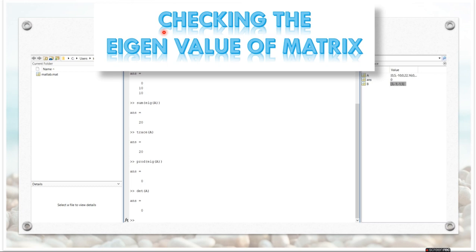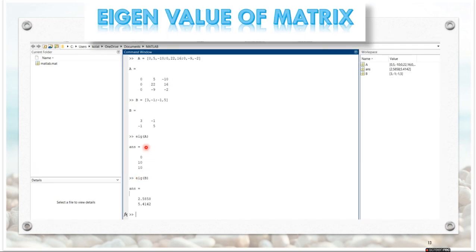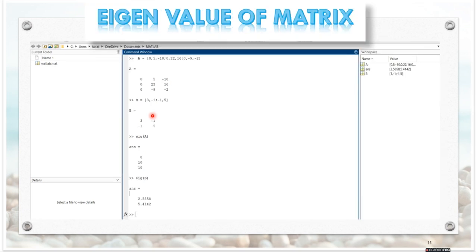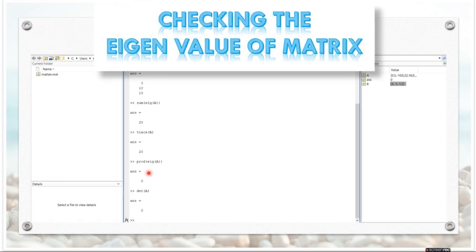If we see the properties of eigenvalues, the first property is that the sum of the eigenvalues is equal to the sum of the main diagonal elements, which is the trace of the matrix. Similarly, here I got the eigenvalues of matrix A as 0, 10, and 10. Now I'm going to check the sum of the eigenvalues of A.